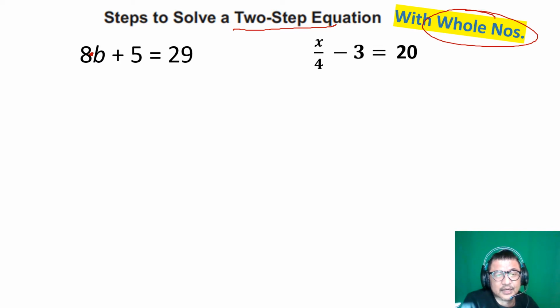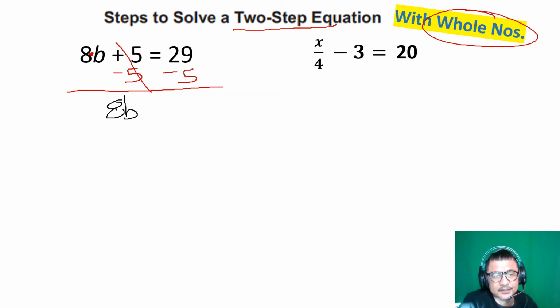Undo the minus 5 to the left, subtract to the right. I showed it. Then I can cancel it. Now bring down your 8b. That equal sign should be maintained. I put a line over there. The left should be equal to the right. 29 minus 5 is 24.